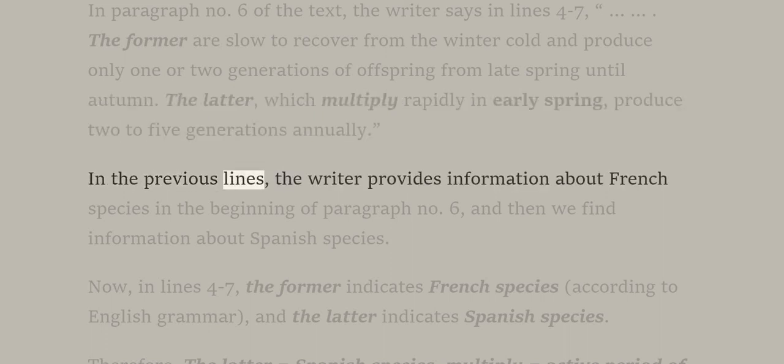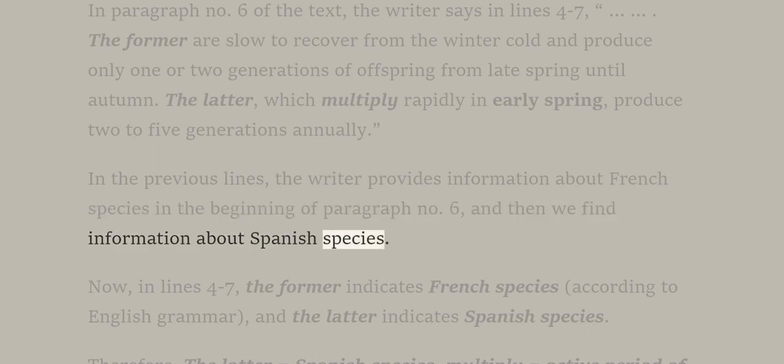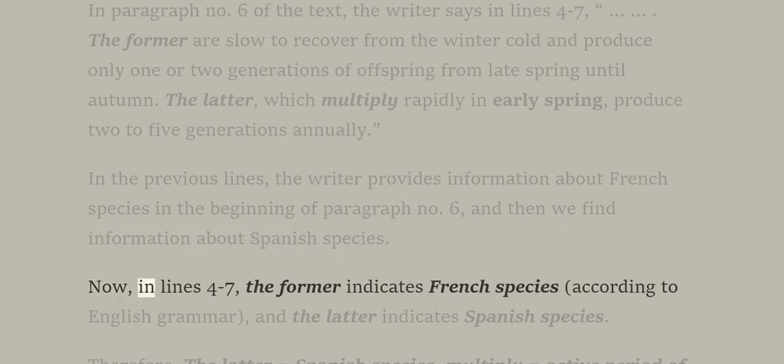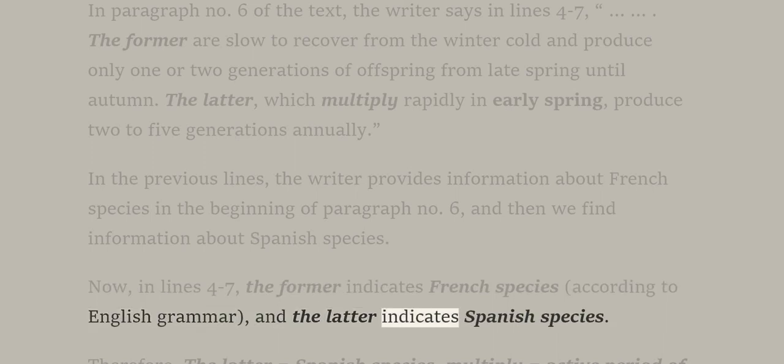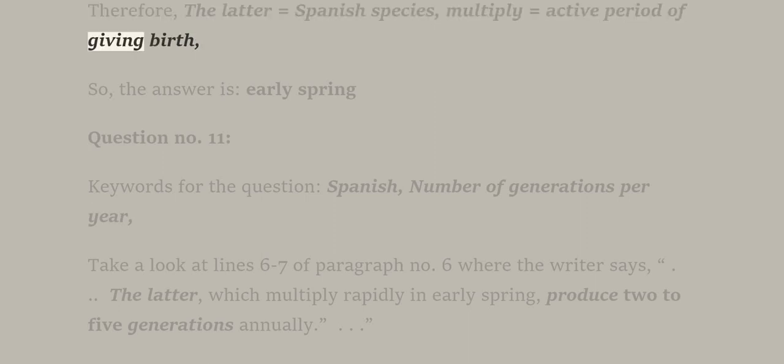In the previous lines, the writer provides information about French species in the beginning of paragraph number 6, and then we find information about Spanish species. Now, in lines 4 to 7, the former indicates French species, according to English grammar, and the latter indicates Spanish species. Therefore, the latter is equal to Spanish species, multiply is equal to active period of giving birth. So, the answer is early spring.